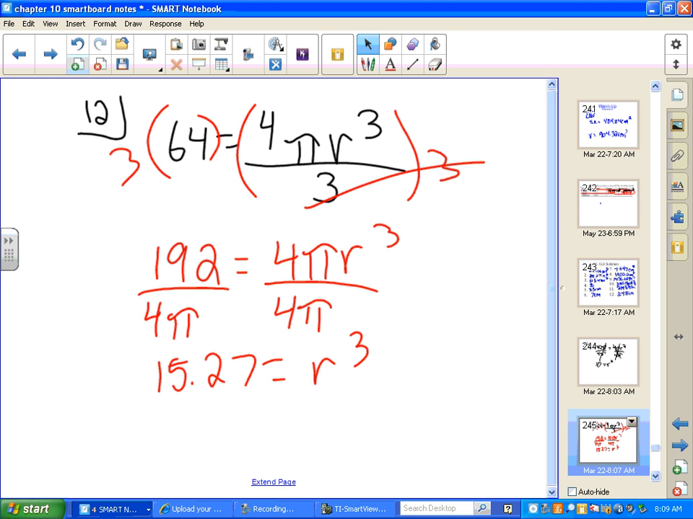Annalise? 2.48 or 2.5. Okay, we just did most of it. So at this point, Annalise, you just cube root both sides.